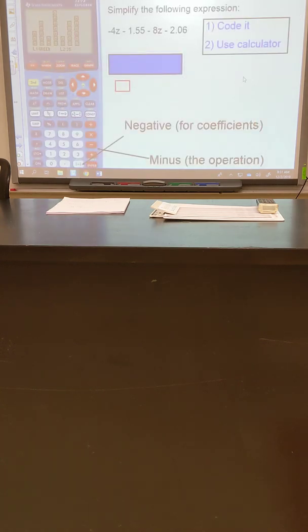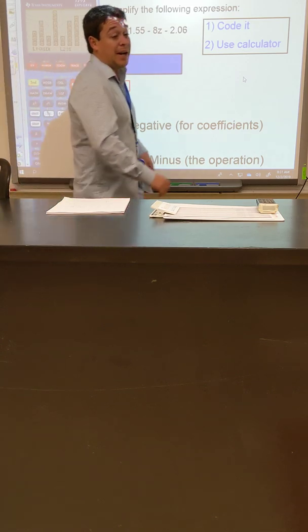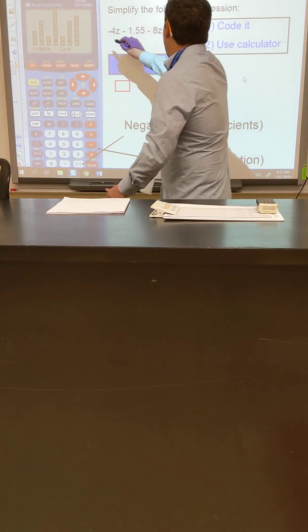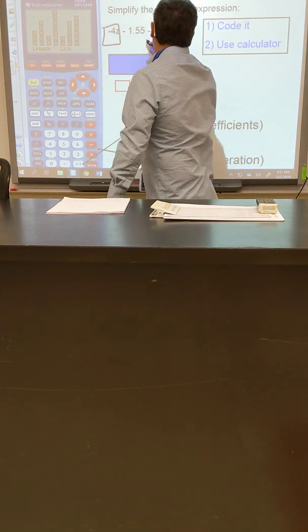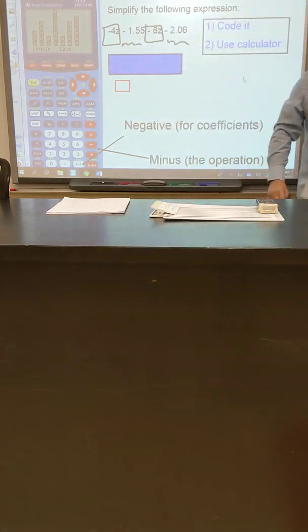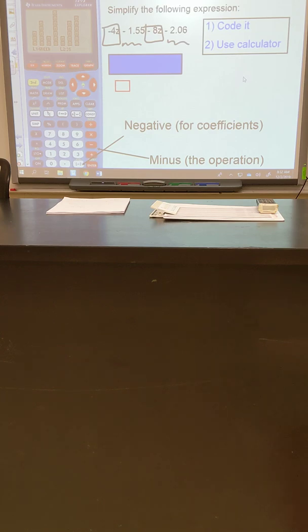Okay, now we're going to be combining like terms, except now we have a calculator, so it's going to be a little bit easier. The key is still that you have to code everything. In this case, we have z's and we have constants. Now, when you look at your calculator, there's two different buttons. There's a minus button and a negative button.